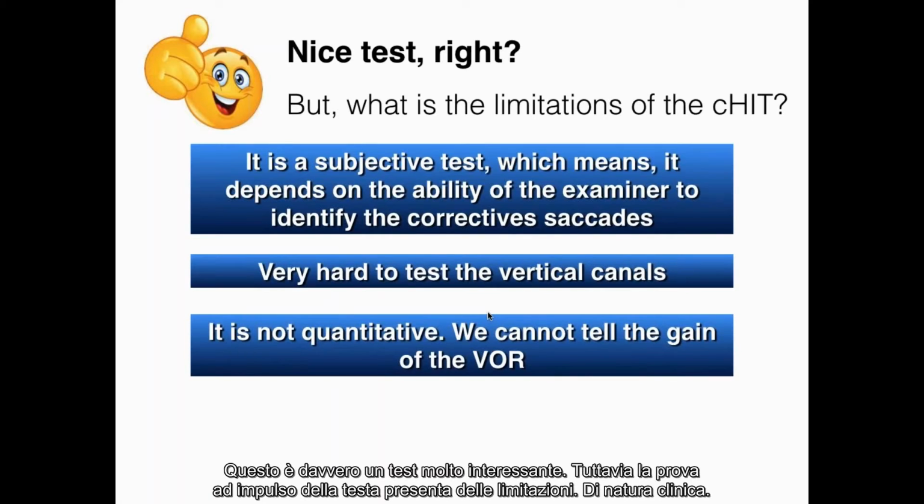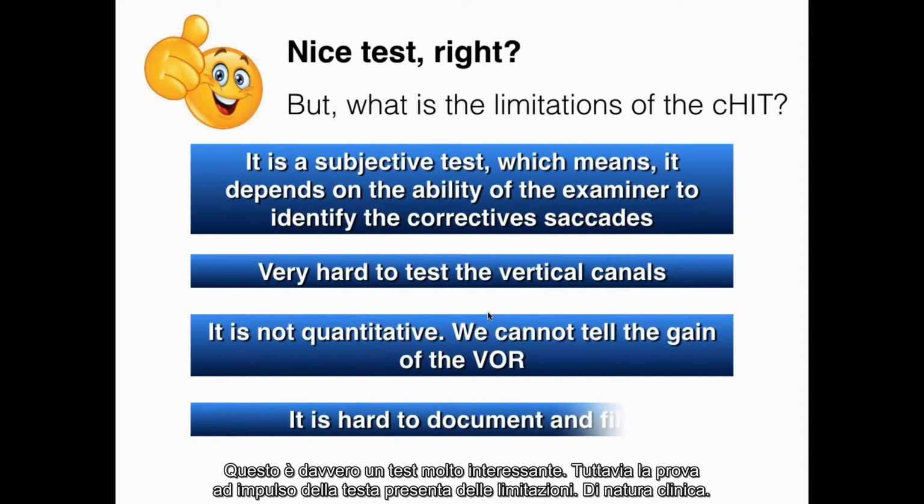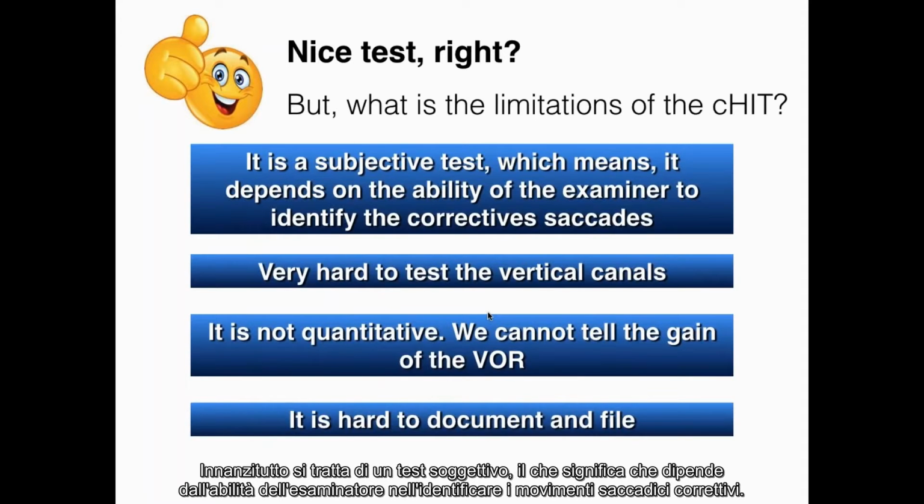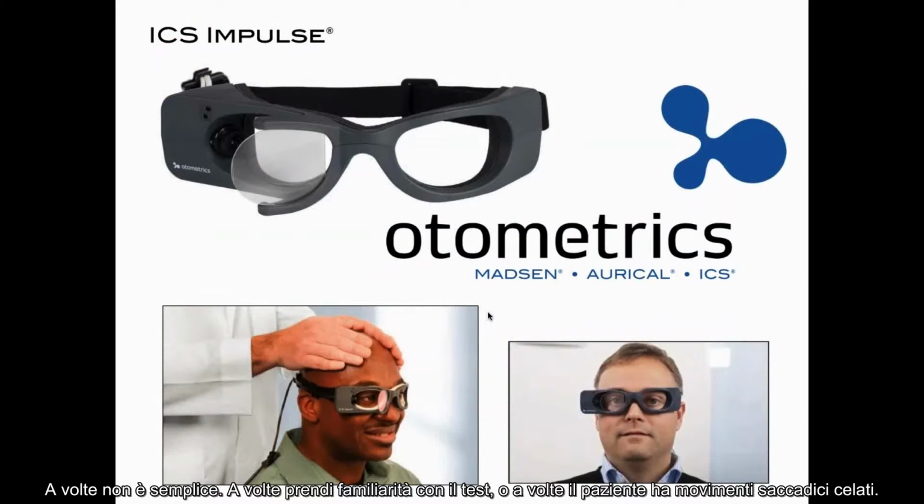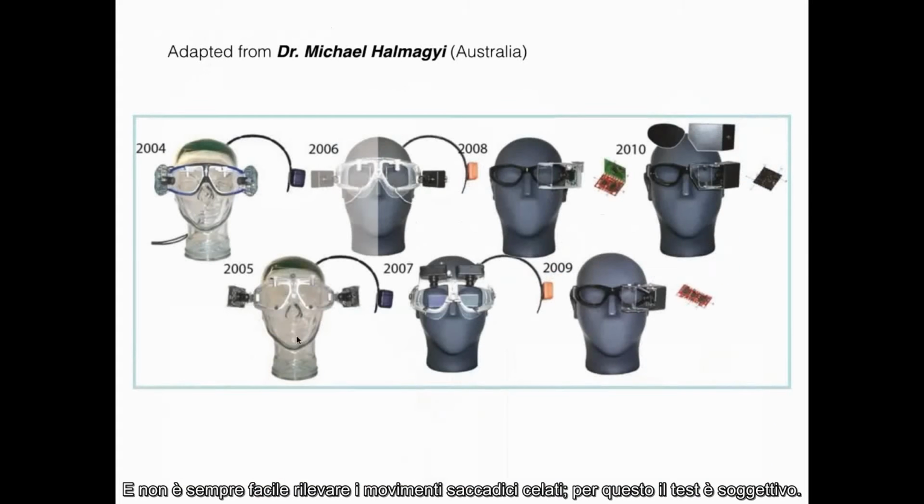That's a very nice test, but the head impulse has some clinical limitations. What is the main limitation? First of all, it is a subjective test, which means it depends on the ability of the examiner to identify the corrective saccades. Sometimes it's not easy, if you're not so familiar with the test, or if the patient has covert saccades, it's not so easy to see them. So it's a subjective test. Second, it's very hard to test the vertical canals. You can do that, but it's not so easy.